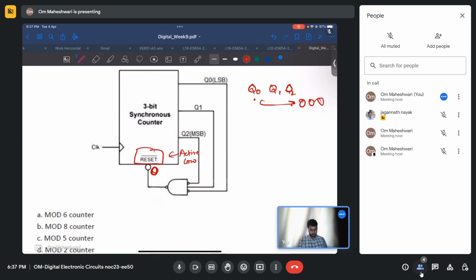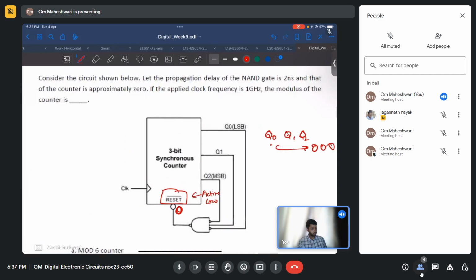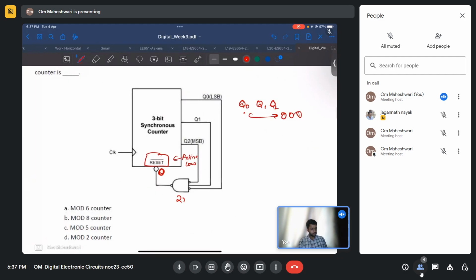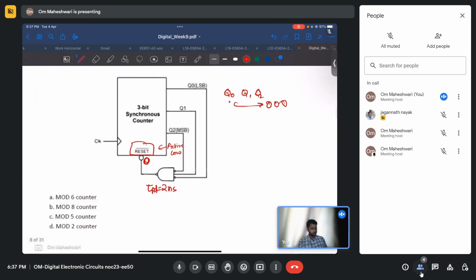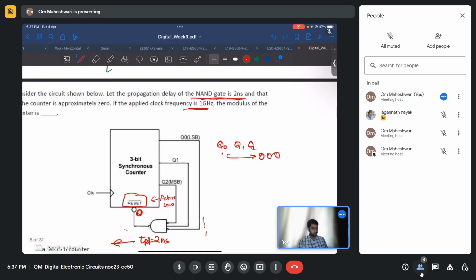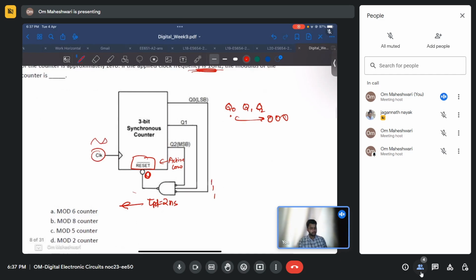Now let's see how to do this. First of all, we are given that the delay of the NAND gate is 2 nanoseconds, right? That means whenever you give some input here, let's say a 111 input, after 2 nanoseconds it will reflect its change to the output. Another thing is the clock frequency is 1 gigahertz. So this is the input frequency.